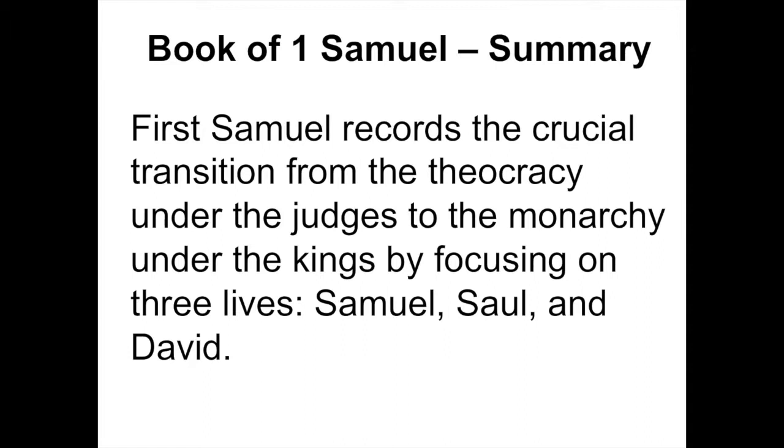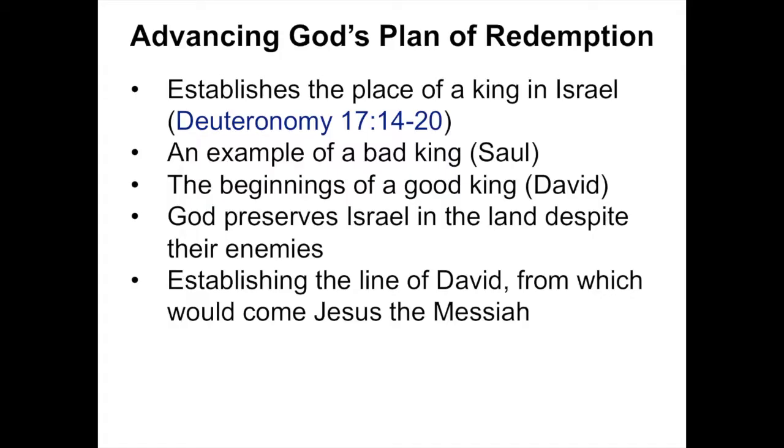Again, I think it's important to recognize that we cover 3 lives with the book of 1 Samuel. Now, 2 of those lives are encompassed completely in the book of 1 Samuel. Samuel doesn't go beyond the book of 1 Samuel. Saul doesn't go beyond the book of 1 Samuel, but David certainly does. And so you have these 3 leading figures, Samuel, Saul, and David, and through their lives we record the transition from the theocracy under the judges to the monarchy under the kings. Next, how would we say that the book of 1 Samuel advances God's plan of redemption? Well, first of all, it establishes the place of a king in Israel.